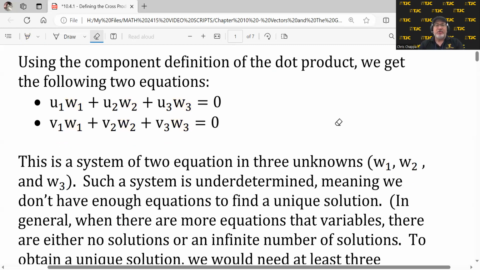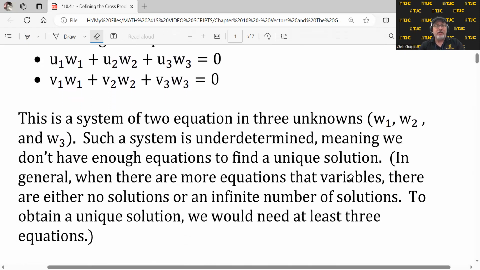In linear algebra, this is called an underdetermined system, meaning that we don't have enough equations to find a unique solution. In general, from a linear algebra perspective, when there are more variables than equations, there are either no solutions or an infinite number of solutions.